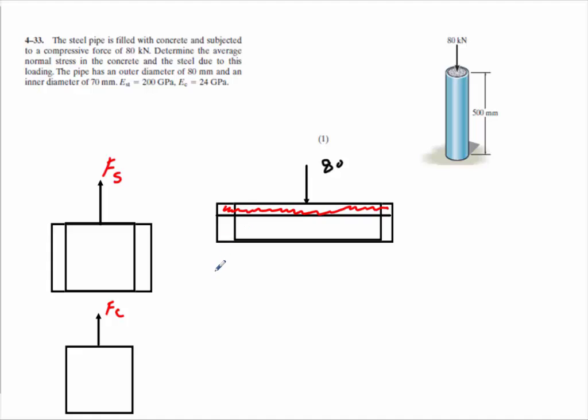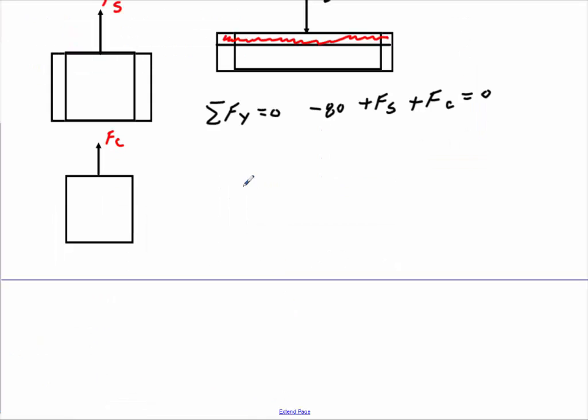So basically you can say the summation of forces in the y direction is going to equal 0. You'll have minus 80 kilonewtons coming down, so you have minus 80 plus the force of the steel plus the force of the concrete must equal 0. They each have to deflect by exactly the same amount. The concrete can't deflect more than the steel, and steel cannot deflect more than the concrete. So everything here is based upon PL over AE. All you're going to do is set these equal to one another and then solve.